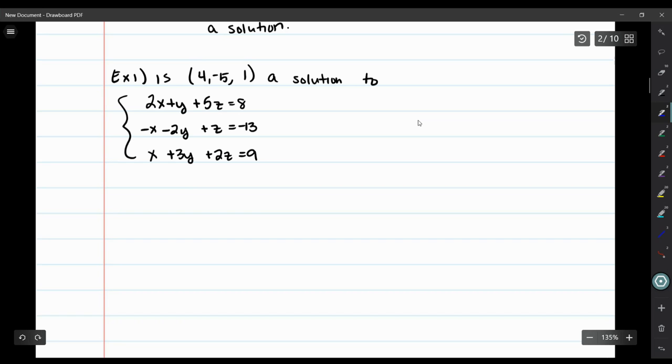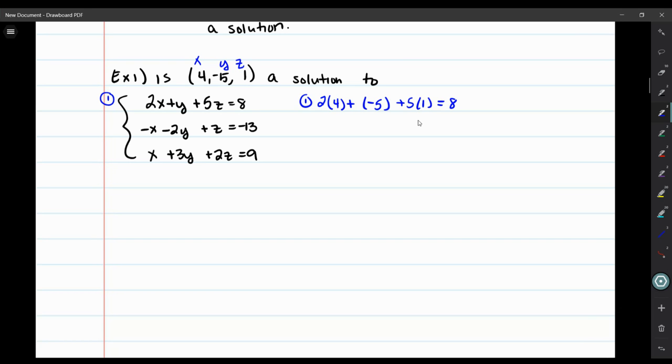So here's how we do this. We are going to substitute x, y, and z into each one of these equations and look for a true statement. So I'm going to start with equation 1. For equation 1, we're going to check 2 times the x value, which is 4, plus the y value, which is -5. Notice I still put parentheses when I substitute it in. That will help you keep these negatives and minuses and positives straight. Okay, and then plus 5 times z, which is a 1, equals, hopefully, 8.